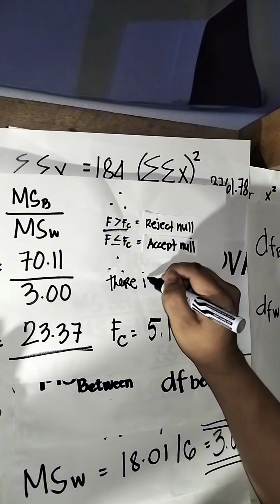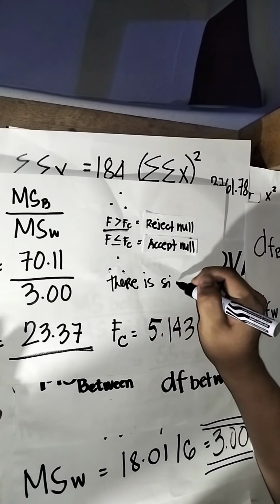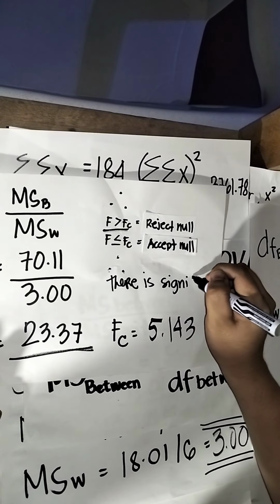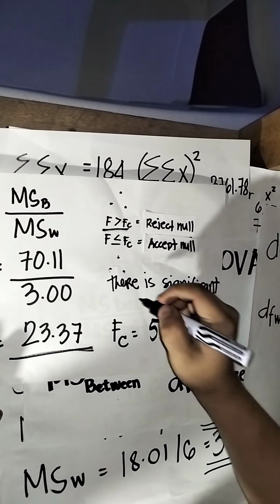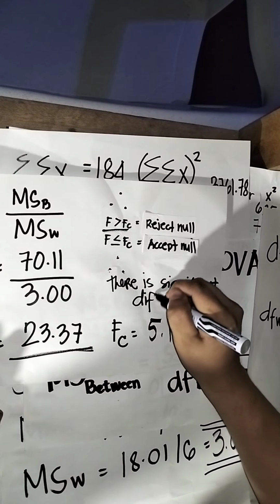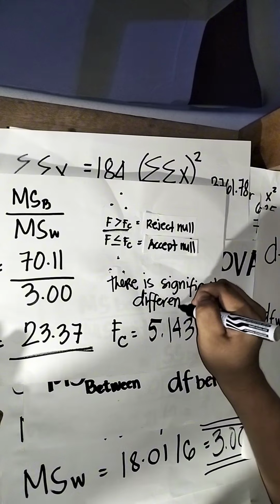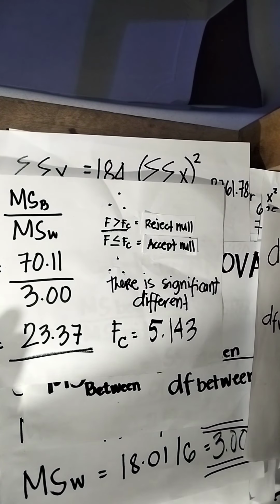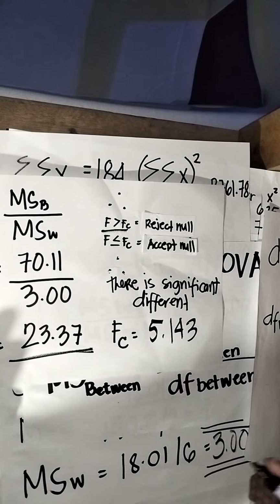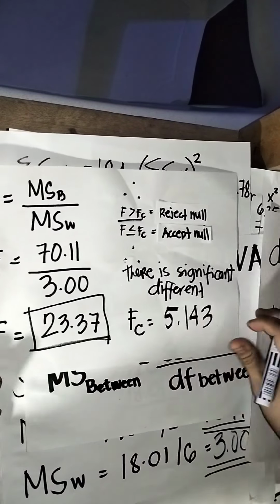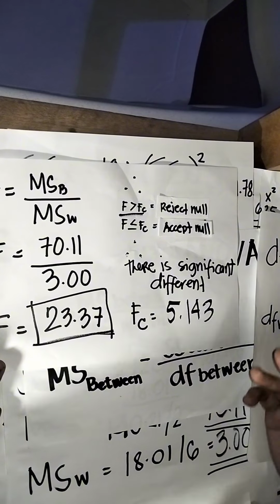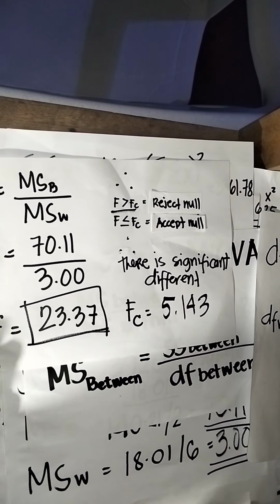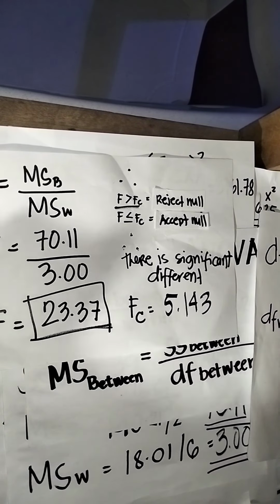So there is significant difference. Ganun na may significant difference. Gi-reject man nato ato null. Unsa tong ato null? There is no significant difference. Kay gi-reject man nato siya kay mas dako man ato F statistic. So we will be having a conclusion that there is significant difference.